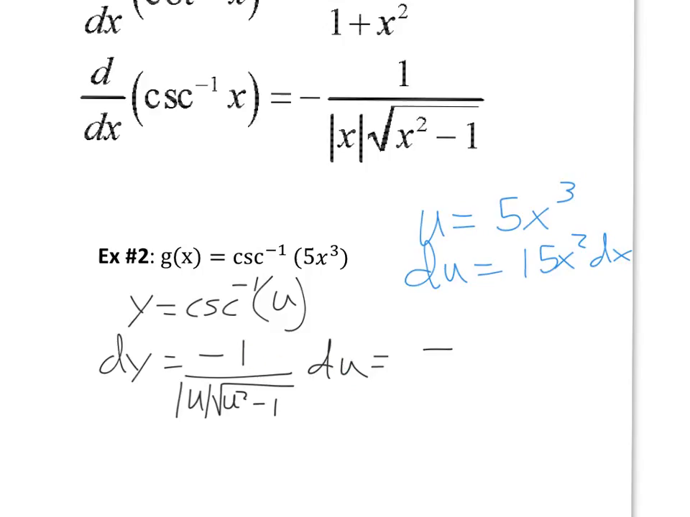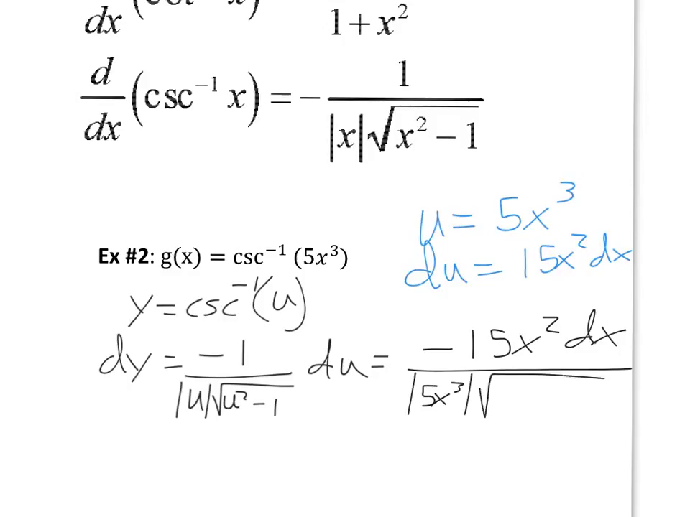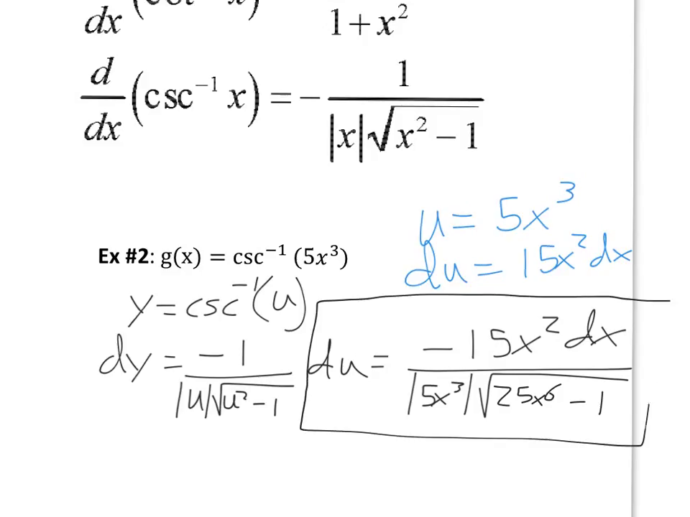So it's going to be negative, and my du is actually 15x squared dx over the absolute value of 5x cubed, times the square root of, and my u again is 5x cubed. So 5x cubed is squared, and I'm just going to go ahead and square it. So 5 squared is 25, and x cubed squared is x to the 6, minus 1. And there it is. Oh, I have one little last thing I could do. I could divide both sides by dx just to clean it up.